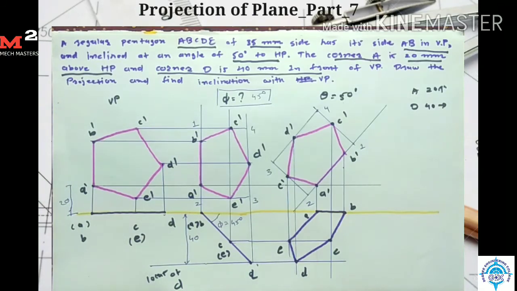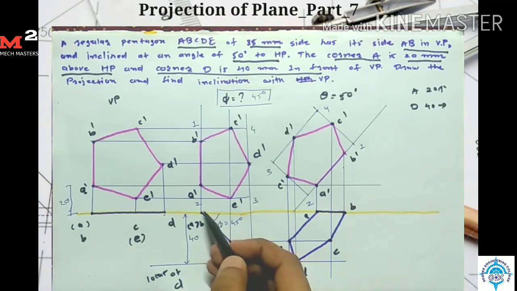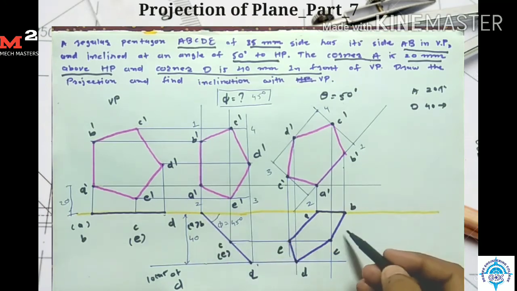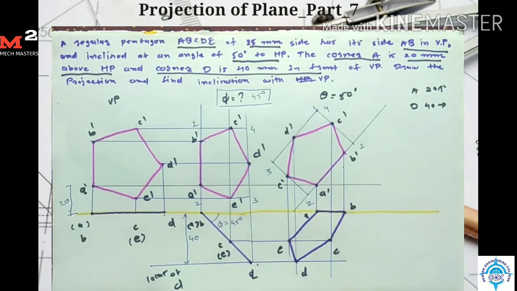Before ending, I check whether points A and B are on the reference line, because the plane is resting on side AB. Here in the first stage points A and B are on the reference line, in the second stage points A and B are on the reference line, and in the third stage points A and B are on the reference line. So here I complete this problem, and I conclude this lecture. In upcoming lectures we will solve the problem of circular and square planes. Thank you.